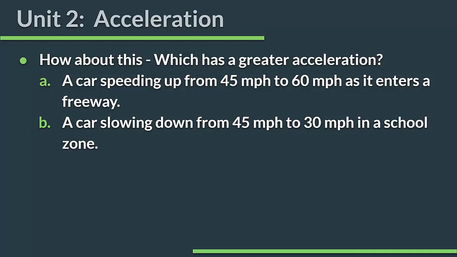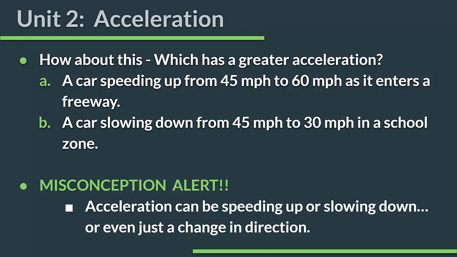If you were to answer the question, which has a greater acceleration, the correct answer would be that these two objects have equal accelerations, because changing 15 miles per hour faster or 15 miles per hour slower, we have the same magnitude. And that's what we're looking at, because when we talk about acceleration, it can be speeding up or slowing down, or even just a change in direction. But the sign of the acceleration just tells us which direction our velocity is changing. So a change of 15 miles per hour, whether it's faster or slower, is still a change of 15 miles per hour, assuming that both of these take place over the same amount of time.